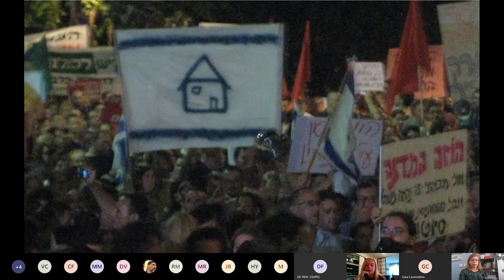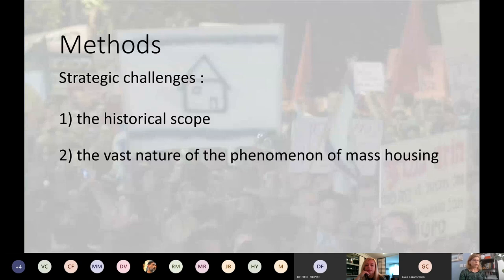So, as I said, my focus today is on the methods that I use to undertake this study, facing what I see as the two strategic challenges that mass housing poses to traditional methods of historical inquiry. One of them is the historical scope that modern mass housing demands our attention to. And the second is the vast nature of the phenomenon of mass housing. As you saw in the first talk by Miles Glendinning 2 weeks ago, the study of mass housing requires developing methods that address these challenges and that extend the methods that are used for the study of unique or specific architectural icons.